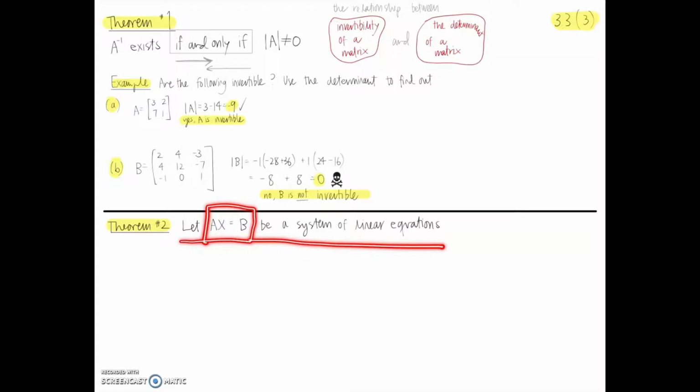And maybe you say, hey, that doesn't even look like a system of linear equations. It looks like just one equation. But we recognize that A is representing a matrix, X is a vector of x1, x2, x3, and so on, and B is a vector of constants. So this does represent a system of linear equations.